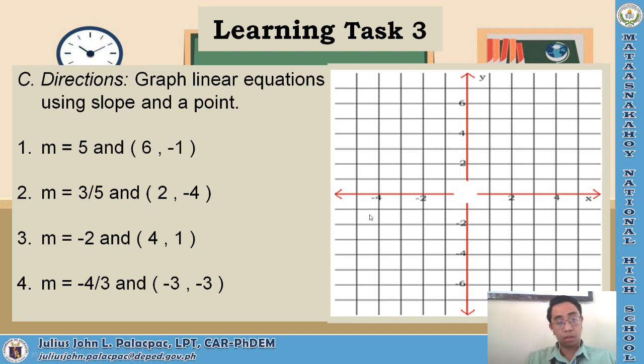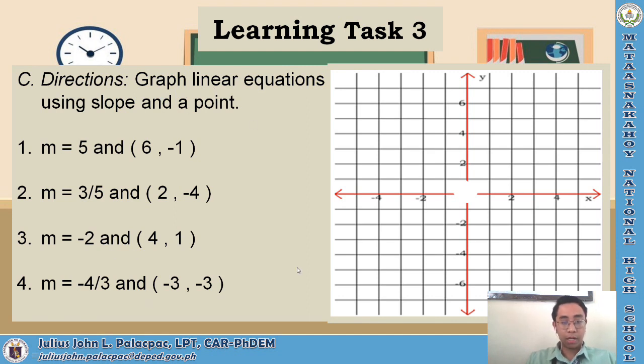On the Cartesian plane that we made, here we have 4, 1. And then -2, so it's negative, we will go down. From here, go down. So this is the first point, and then go down, and then we have positive 1 to the right. So 1 point here, 1 point here. Connect those points to have a line here.